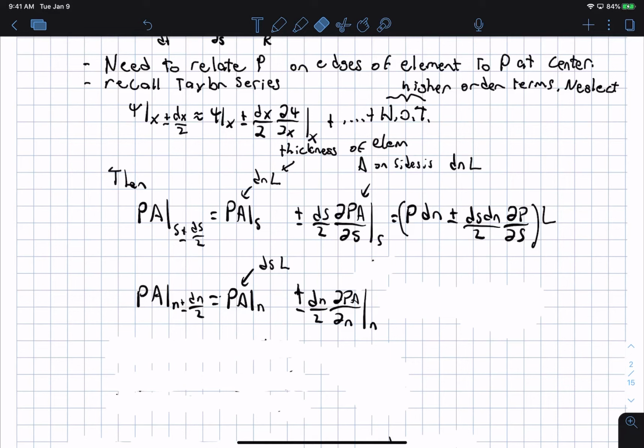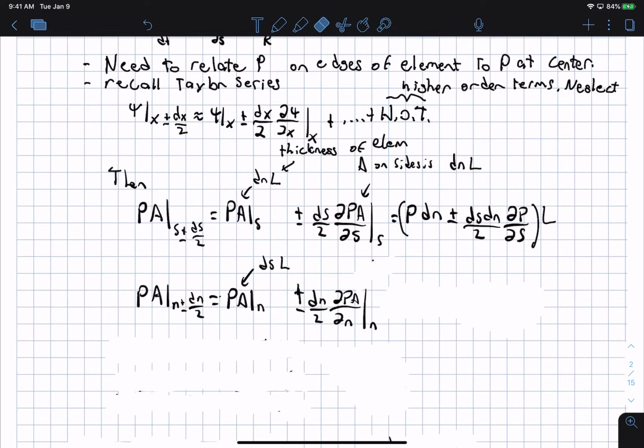But here the area is ds, because we are working with the pressure forces on this face, and so the width here is ds times the depth into the page. So you could consider a planar face, and the width is ds and the length is L.